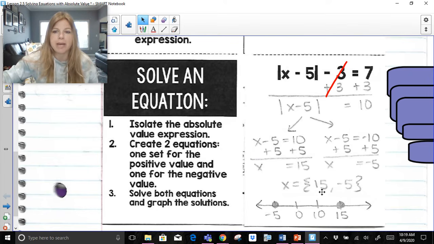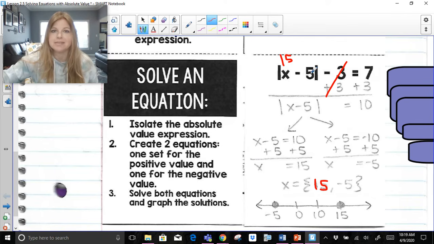Now think about it. If I went back and I plugged these values in, if I substitute in a 15, okay, that was my first answer, was 15. If I plug in a 15 here, what's 15 minus 5? 10. What's the absolute value of 10? 10 minus 3? 7. Good. My second solution was negative 5. So what would happen if I plugged in a negative 5 here? Negative 5 minus 5 is negative 10. What's the absolute value of negative 10? 10 minus 3, 7. So you get true statements for both.